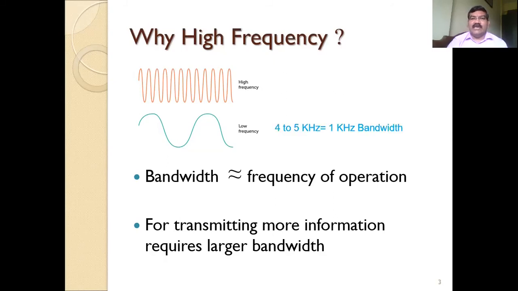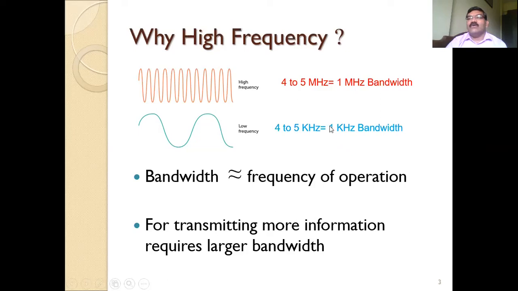Take this example: suppose you have a single channel application in the frequency range of 4 to 5 kilohertz. This is a hypothetical case. What will be the bandwidth? For 4 to 5 kilohertz, you get a bandwidth of 1 kilohertz. Now I take a higher frequency: 4 to 5 megahertz. What will be the bandwidth? 5 minus 4 is 1, with megahertz as the unit. So for this higher frequency, you get a bandwidth of 1 megahertz.